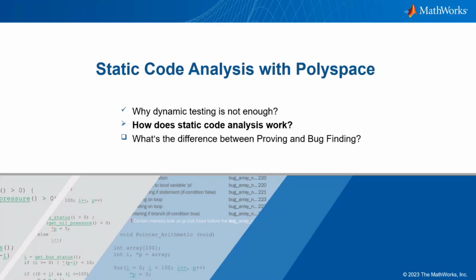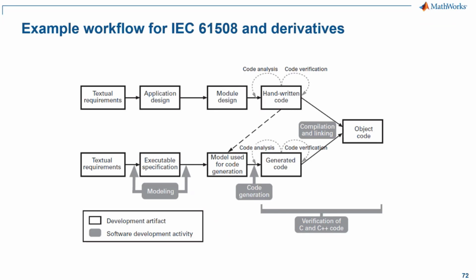So now moving to the second part, how does static code analysis work? Yeah, and now I will take a general workflow, because all the different standards are based on the IEC 61508, which means, for example, ISO 26262 or the medical or the railway standards are all derived from it. And if you look closely at the standard, depending on the way you are going, whether handwritten code as shown on the top, or model-based design, it doesn't matter. At the end of the day, you will deal with code. And once you have the code, static code analysis can then apply at this level.